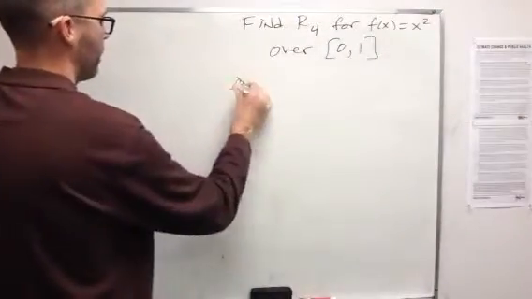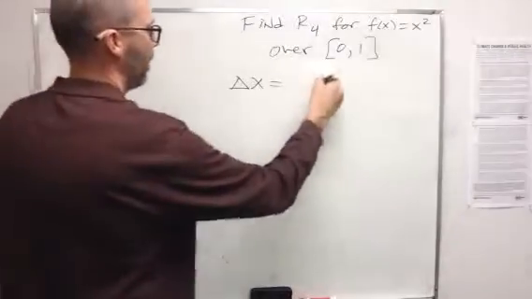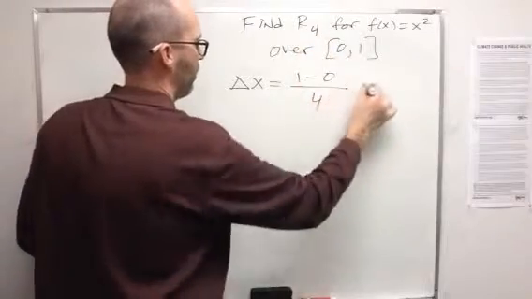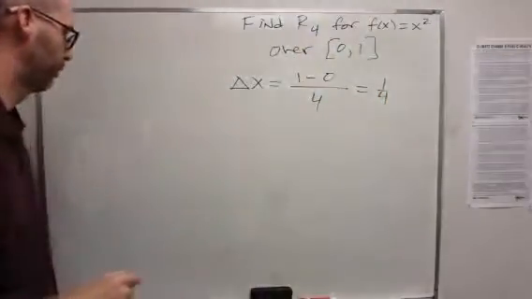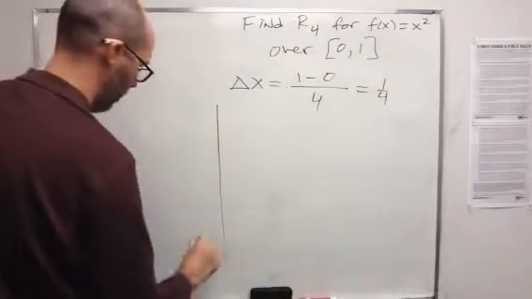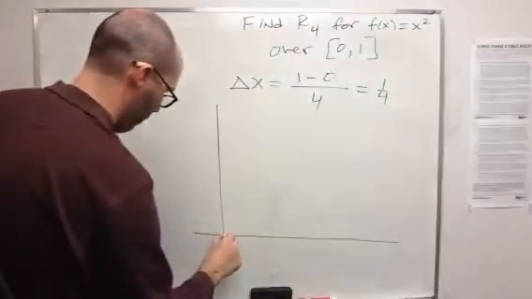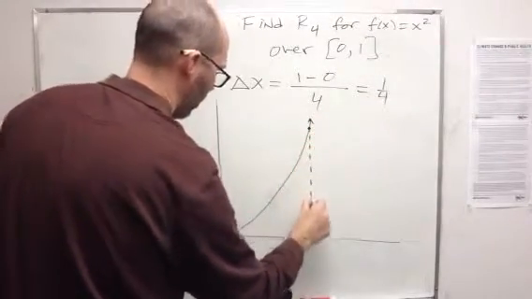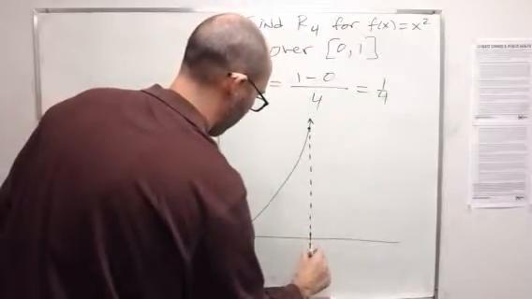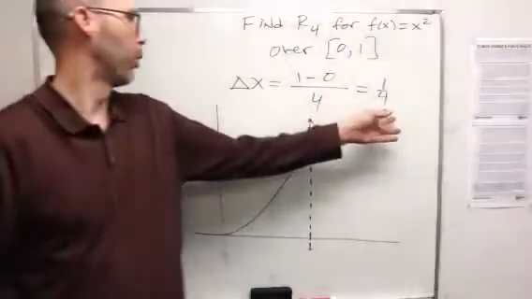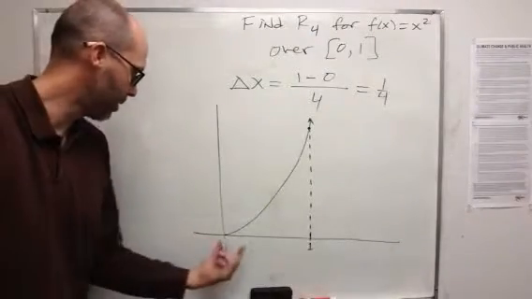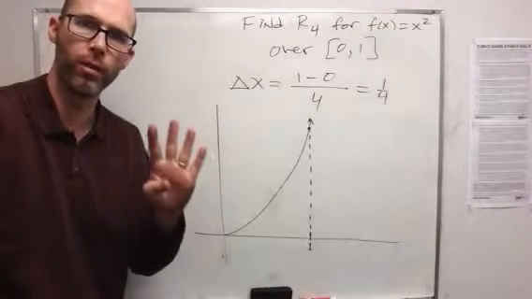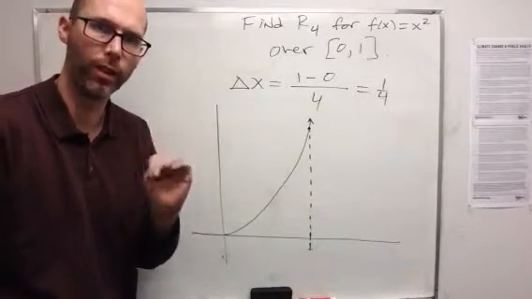Alright, so first thing I want to do is figure out our delta x. Delta x is going to be 1 minus 0 over 4, which is 1/4. What this 1/4 does is it gives us a recipe for cutting this interval of length 1 into 4 pieces of equal length.